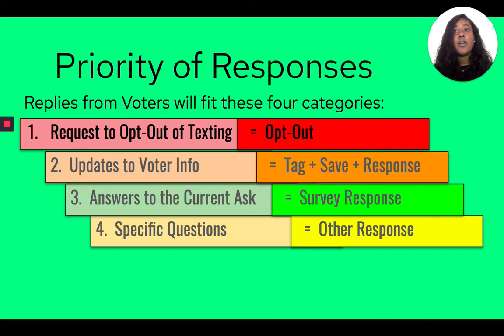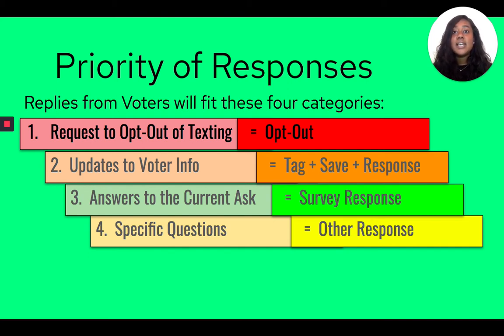For each bucket or category of reply from a voter, we as a texter have a corresponding action to take. This is also the order in which we respond to information provided by the voter. So when we receive a reply from a voter, we want to ask ourselves 4 questions. 1, does this include a request to opt out of texting? And if so, we must opt them out.